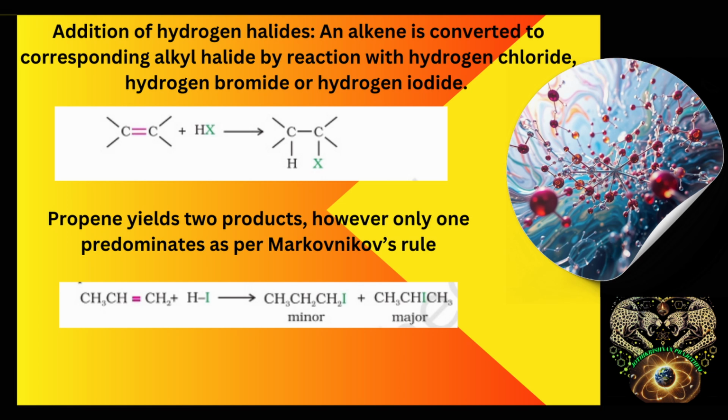Are alcohols the only way to create haloalkanes? No, there are a lot of other methods too. An alkene is converted to the corresponding alkyl halide by reaction with hydrogen chloride, hydrogen bromide or hydrogen iodide. For example, when propene reacts with hydrogen bromide, two products, 1-bromopropane and 2-bromopropane, are possible, but 2-bromopropane dominates due to Markovnikov's rule. Addition of halogen is a classic way to detect double-bonded alkenes.